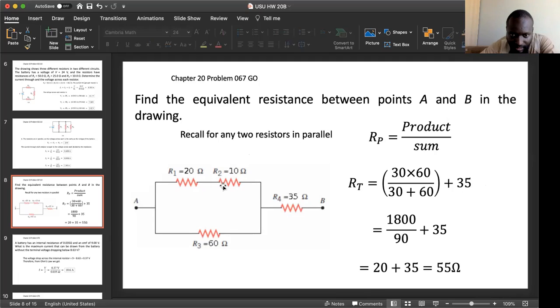So these two summed together are in parallel with 60. So these two summed together is 30. 30 is in parallel with 60. So the equivalent here in parallel is 30 times 60 over 30 plus 60. Then that result is in series with 35. So if I do 30 times 60 over 30 plus 60, it's 1800 over 90, plus 35, that is 20 plus 35. I just get 55 ohms directly.